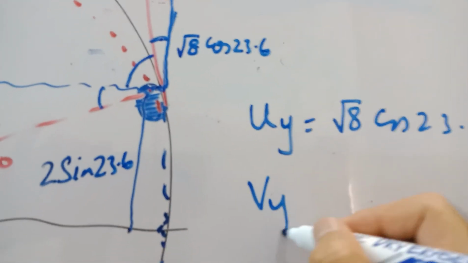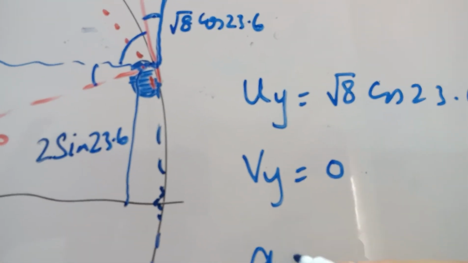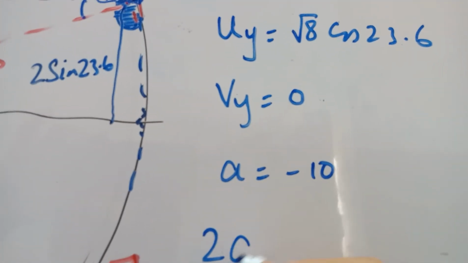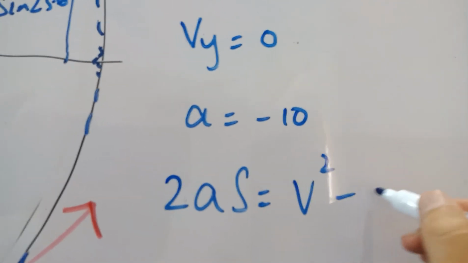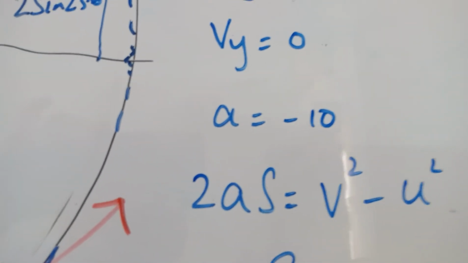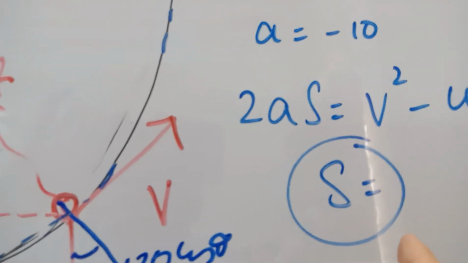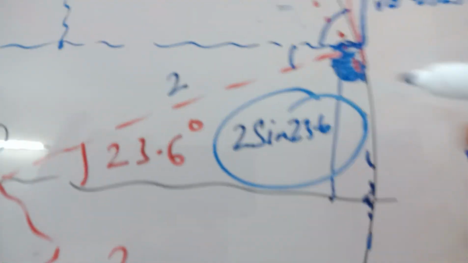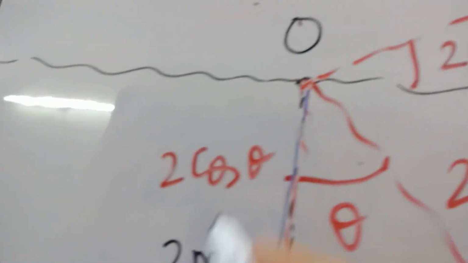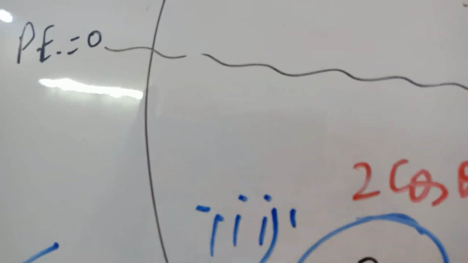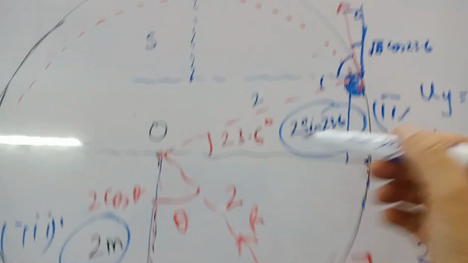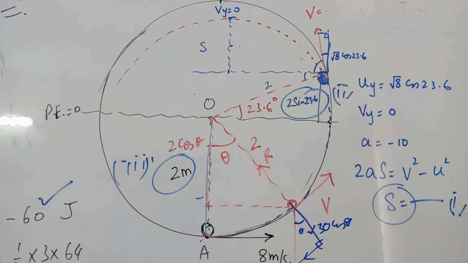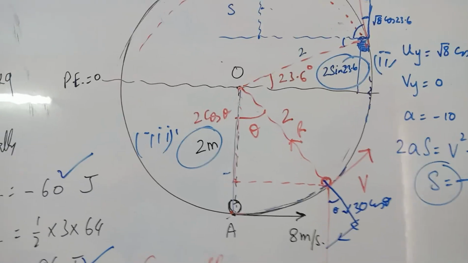We have Vy equal to 0, and the acceleration is minus 10, and then you can find this through 2as equal to v square minus u square. You will get this s value over here. Okay, so you add this value, the first value, this is the second value, and this is the third value. So these three, this plus this plus this, will give you the maximum height obtained by this object. Okay.